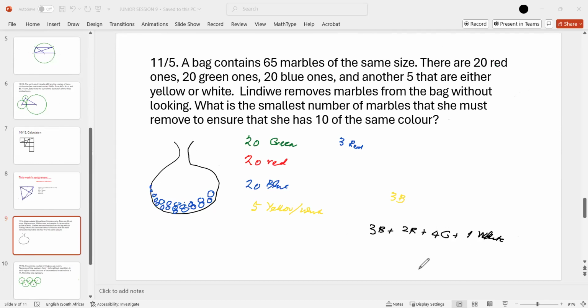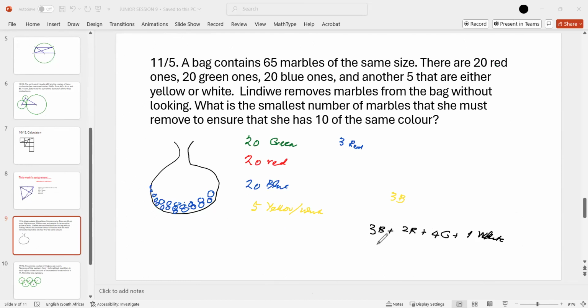But that doesn't satisfy the condition. She wants 10 of them to be the same. Oh, but she's removing. She keeps removing them. So she could have, if she came to this, so that's fine. Or she could have done this, and this is 10. This gives you 10 things.